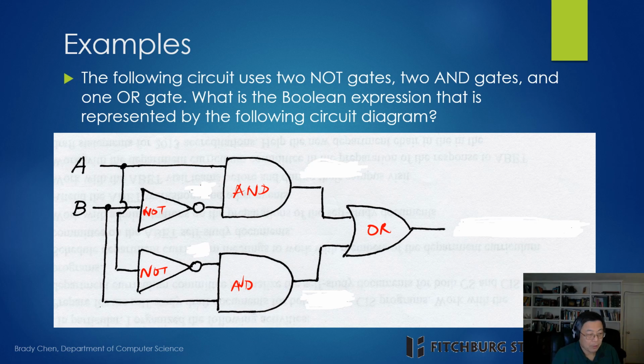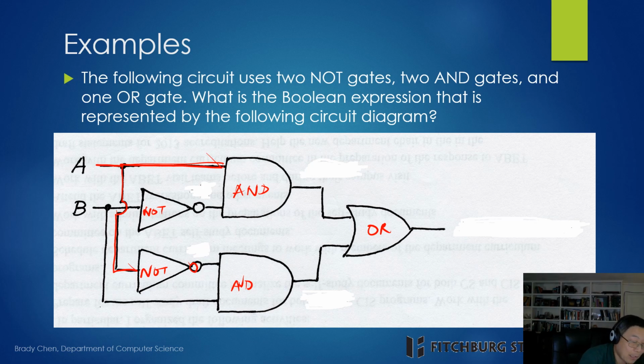To do this, we need to start from the inputs. There are two inputs, A and B. Each input is going to lead to one of the gates. We start from the simpler one. Suppose we have A, that's the input A. A is split into two, one goes to the AND gate, the other goes to the NOT gate. The NOT gate is going to change the value of A to the opposite of A, right?